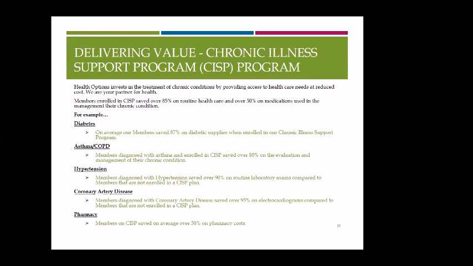So for example, these are just some of the data points that are showing for the savings that we're seeing for our members. For diabetic members, on average, members with diabetes have saved 87% on diabetic supplies when enrolled in a CISP program. Members diagnosed with asthma and who are enrolled in CISP have saved over 80% on the evaluation and management of that condition. For members diagnosed with hypertension, they have saved over 90% on routine lab exams compared to members with hypertension who were not enrolled in a CISP plan.